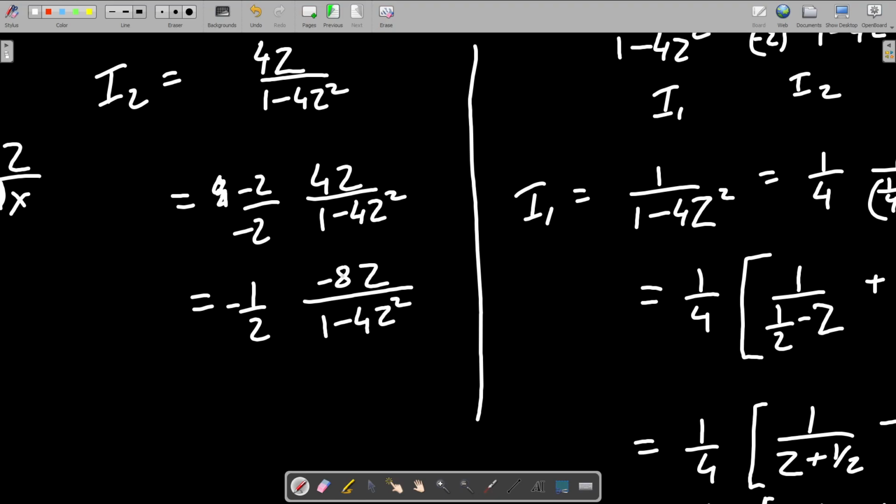So now you can clearly see that the numerator is the derivative of the denominator, right? So integration should become minus half times ln of 1 minus 4z squared. I2.